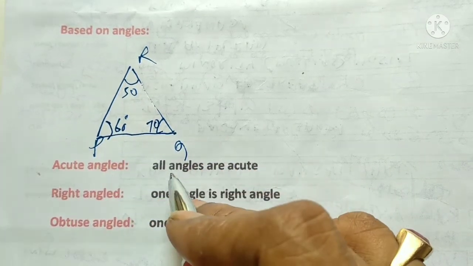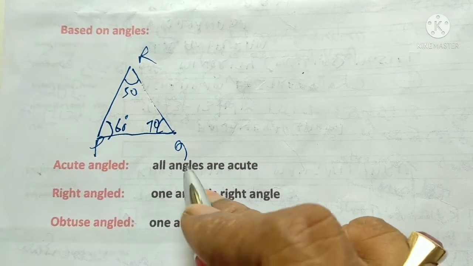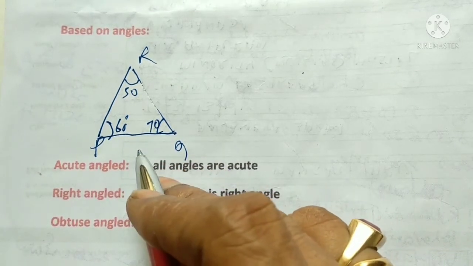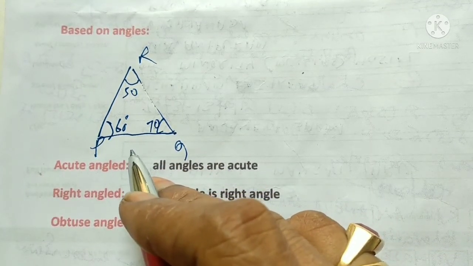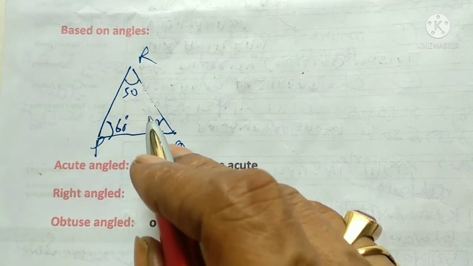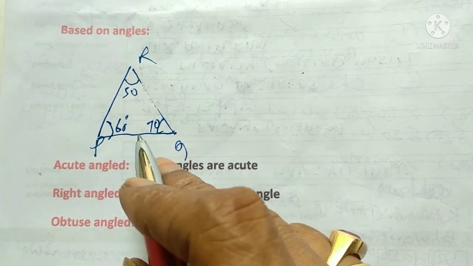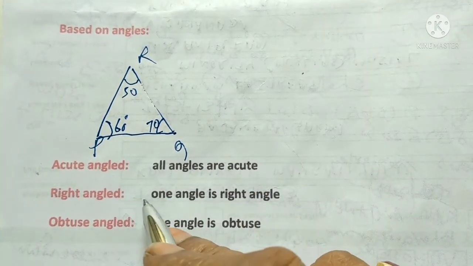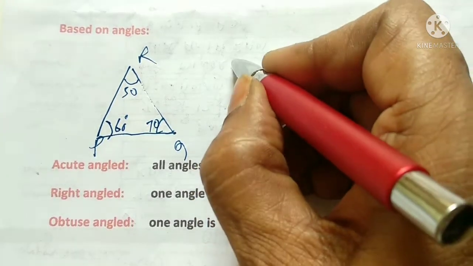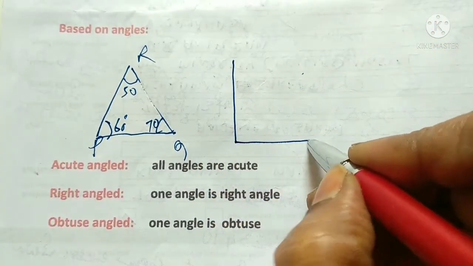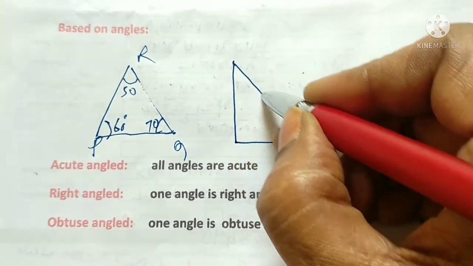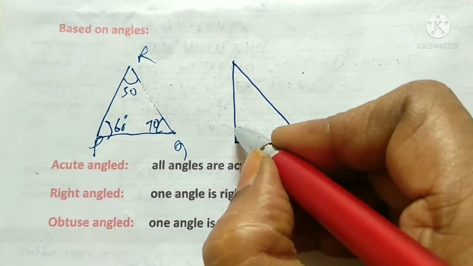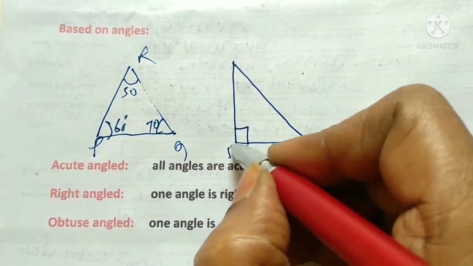Okay. So, in this case, all angles are acute. Acute angle means the angles are less than 90 degrees. So, this is called an acute angle triangle. Then, what is a right angle triangle? A right angle triangle means in this triangle, one angle is the right angle.